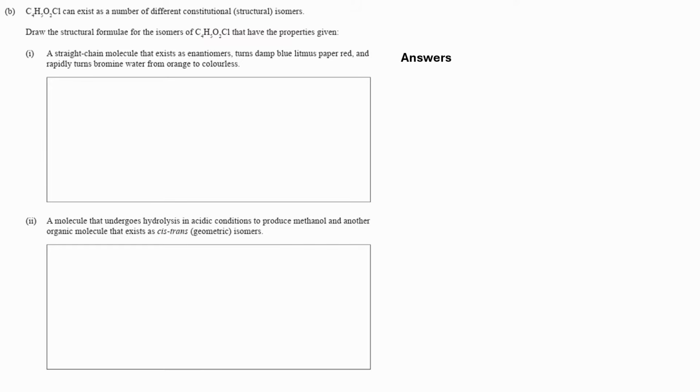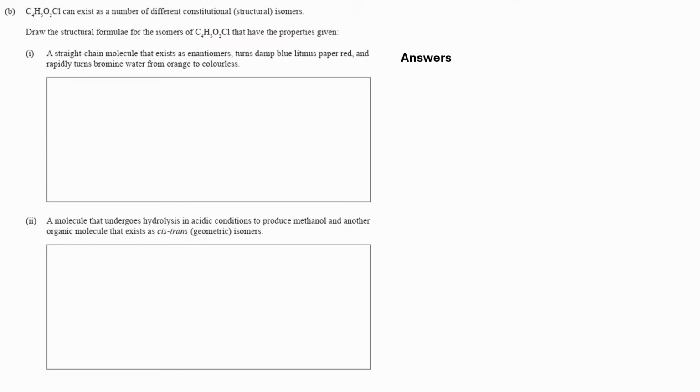So the first one is a straight chain molecule. Now, what makes a straight chain molecule different to a branched chain molecule is that in a straight chain molecule each carbon is joined to the next carbon after it in a chain. There are no branches coming off. You haven't got a CH3 coming off. So I've got to have 4 carbons in a row bonded to each other in sequence.